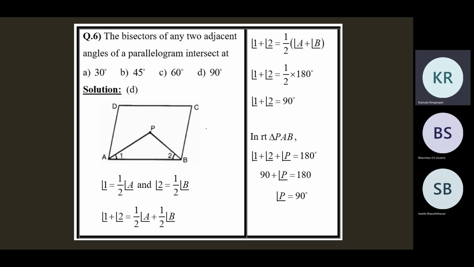Now after this, we need to take up this triangle. Angle 1 plus angle 2 plus this angle is equal to 180. But 1 plus 2 is 90, plus P is 180. So P is 90 degrees.